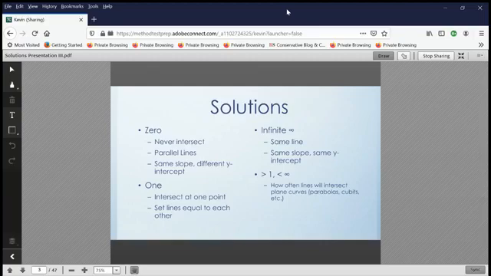Occasionally, they're just going to talk about how often lines intersect with plane curves, such as parabolas, cubics, or other formulas. Sometimes there's a graph. So if it's greater than 1 but less than infinite, then they're just talking about how often the lines are going to be intersecting with parabolas, cubics, or some other form. I'm going to be focusing on just two of these today, one problem of each: zero, where they never intersect, and infinite, where they're going to be the same line, the same slope, and the same y-intercept.